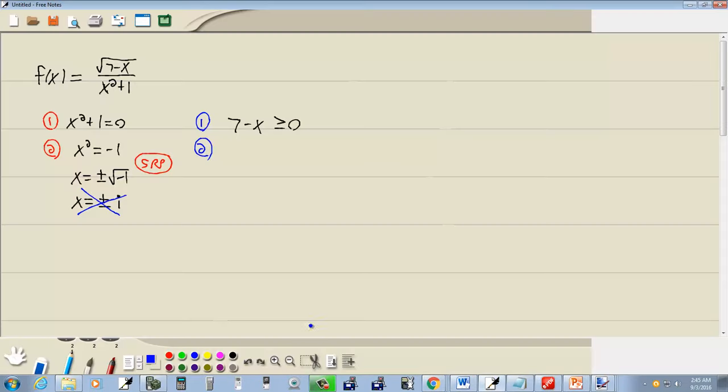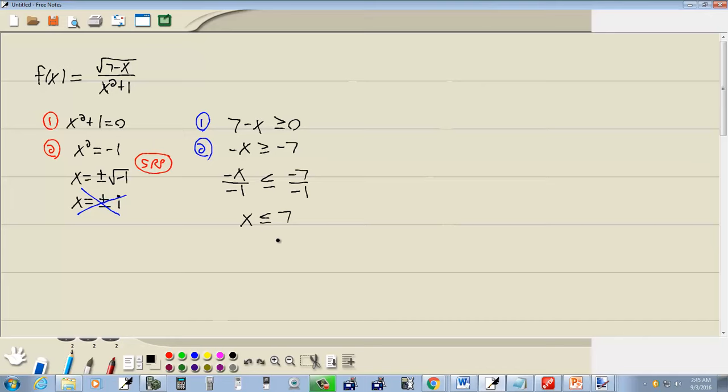Step 2 is to solve. So I'm going to take the 7 over to the right side, becomes a negative 7. You take anything across your inequality symbol, the sign changes. Then I'll divide both sides by the number in front of our x, which is a negative 1. And remember, when you divide both sides by a negative number, you flip your inequality symbol. The greater than or equal to becomes a less than or equal to. So we got x is less than or equal to a positive 7.